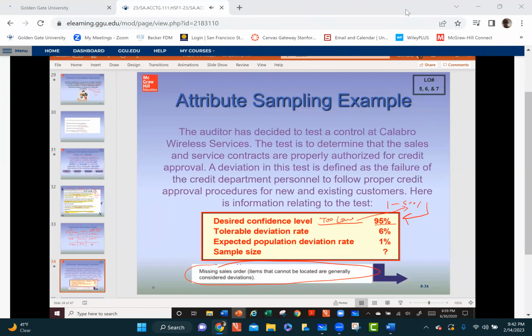Okay, if I told you that we were at the 99% desired confidence level, what would be our risk of assessing control risk too low?